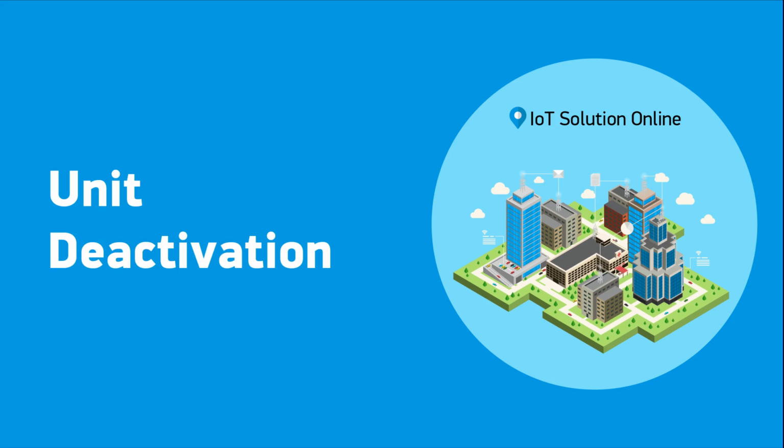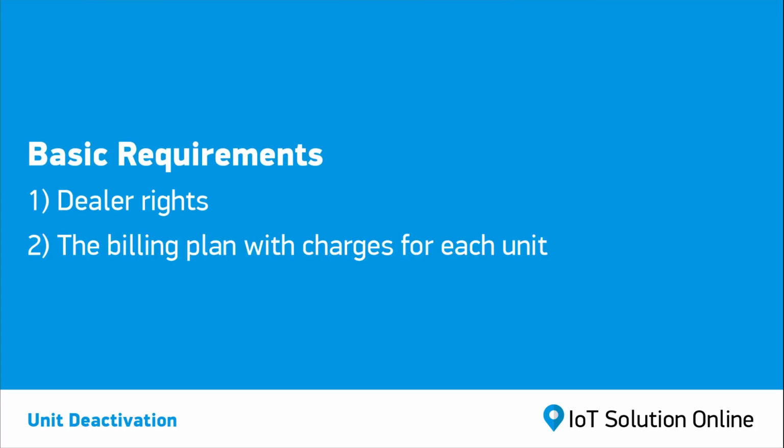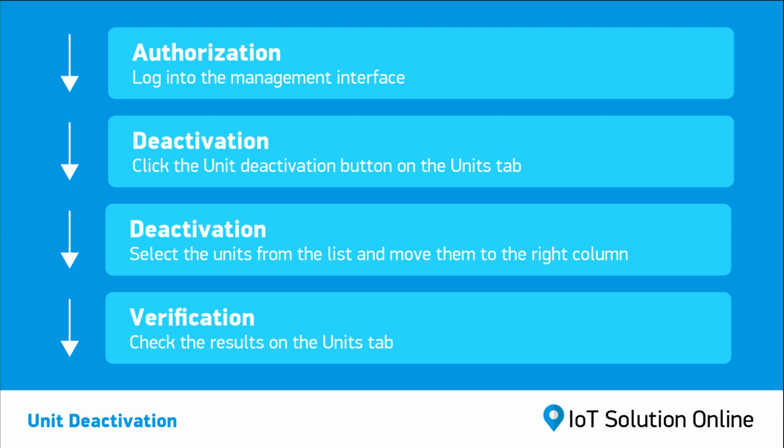Deactivation of a unit may be necessary in case it is used for a limited period of a year and doesn't need to be monitored the rest of the time. This feature is only available to users with dealer rights and top-level users. Also, you should know that the function is available only if you use a billing plan with charges for each unit. The consistency is shown in this schematic.